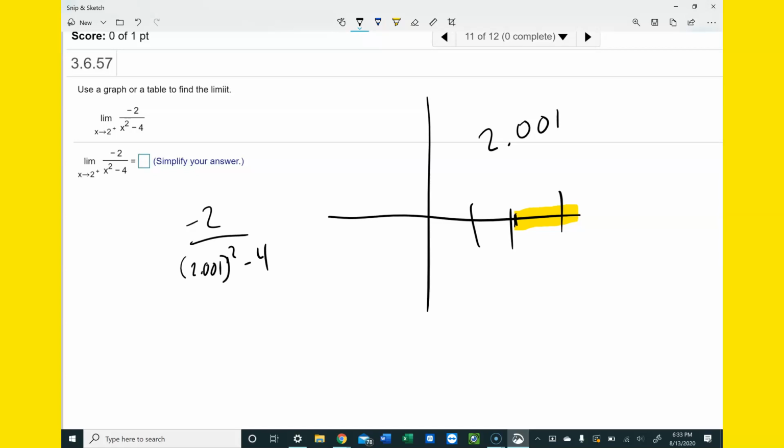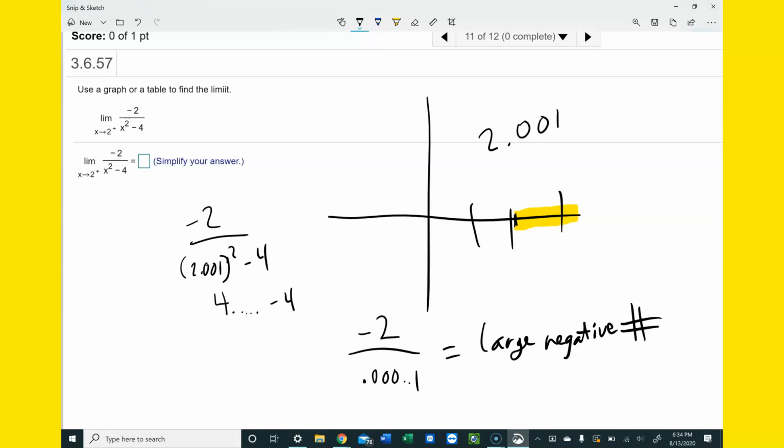So if we do that, when we square it, we're going to get something a little bigger than 4, right? Something a little bit bigger than 4 point something minus 4. And so when we do 4 point something minus 4, we're going to get a small positive number, right? Something like 0.000 something 1. Point being, -2 divided by that is a large negative number. And that tells us that when we're on the right side of 2, we're going towards really far negative.